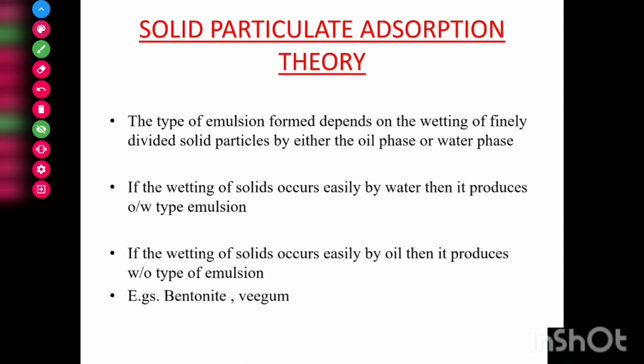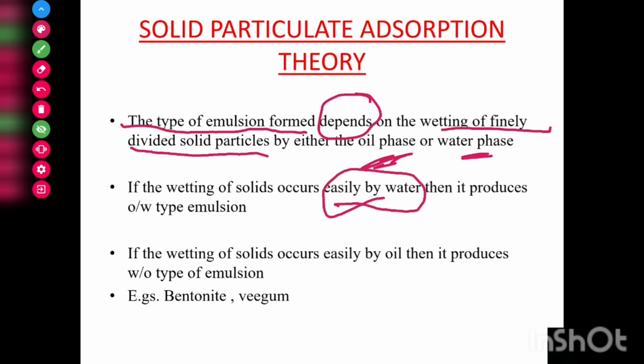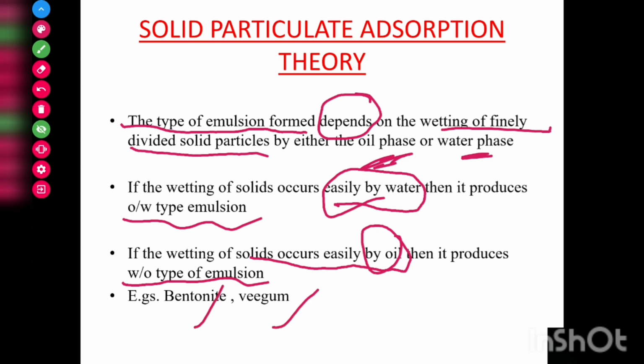The type of emulsion formed depends on the wetting of finely divided solid particles by either the oil phase or the water phase. If the wetting of solids occurs easily by water, then it produces an oil in water type emulsion. If the wetting of solids occurs easily by oil, then it produces a water in oil type emulsion. Bentonite and veegum are examples of finely divided solids. These are the important theories involved in emulsification.